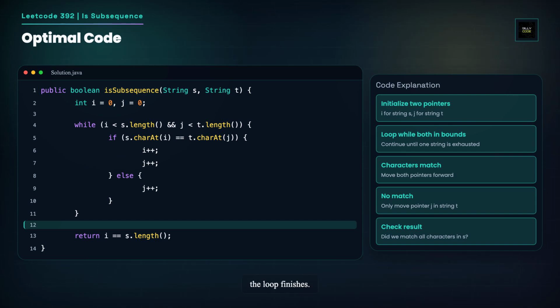Eventually, the loop finishes. Now we simply ask one final question. Did pointer I reach the end of string S? If yes, we matched every character. So we return true. Otherwise, some characters were never matched. So we return false. That's the complete solution. Notice how short the code is. The difficult part wasn't writing it. The difficult part was recognizing the pattern.